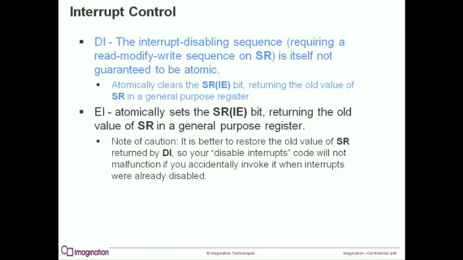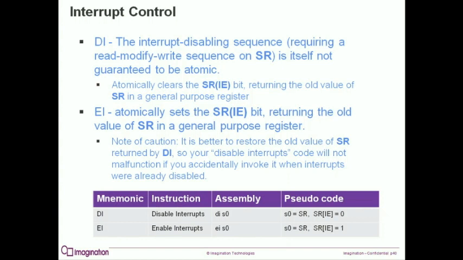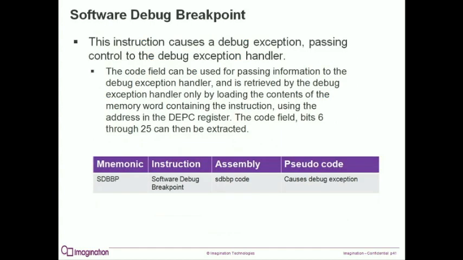The assembler syntax for this instruction is destination register where the status register will be saved. There is a software breakpoint instruction which works very much like the break instruction, except it causes a debug mode exception, which is tied into the EJTAG controller. A hardware EJTAG probe could use this instruction to set a breakpoint.